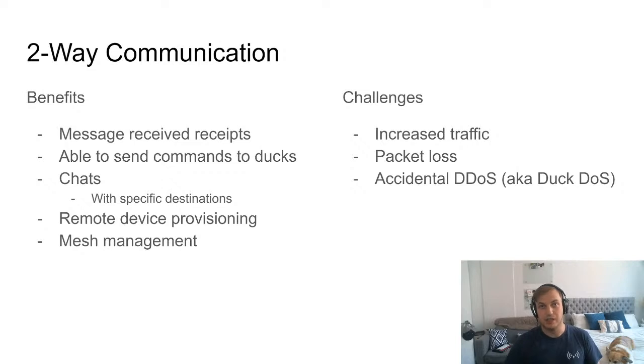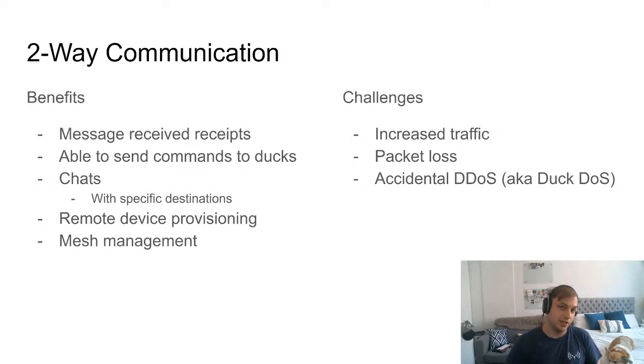Another big feature would be implementing chats and being able to designate where you want that message to end up, so you could send a message directly to a friend's duck instead of doing a broadcast type chat. Another is remote device provisioning. If you wanted to add ducks to a network and verify that they are supposed to be part of that network, using two-way we'd be able to provision devices on the fly. And then there's other mesh management, with ducks being able to talk to each other and do different things. That does come with some challenges.